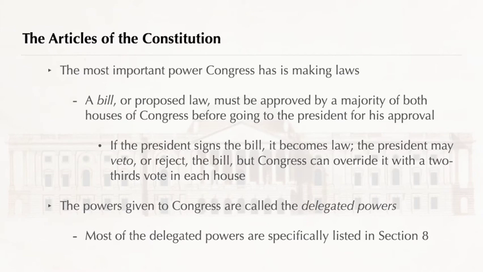The President may veto or reject the bill. However, Congress has the final word. A vetoed bill can still become law if Congress votes on it again, with 2/3 of the members of each house approving it. The powers given or delegated to Congress are known as delegated powers. Most of these delegated powers, such as the power to coin money, to declare war, and to regulate trade, are specifically listed in Article 1, Section 8.